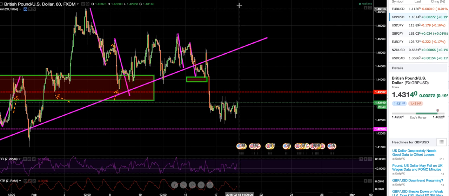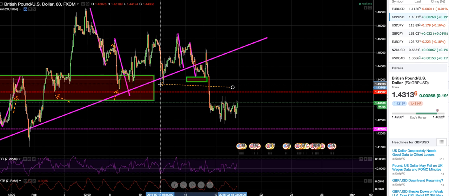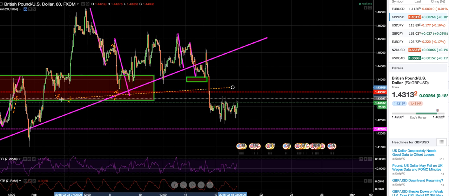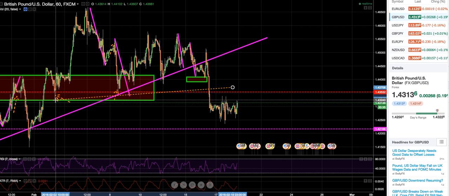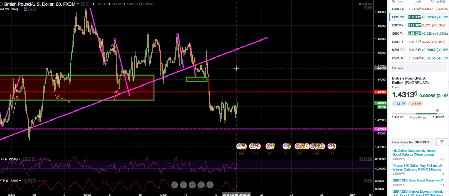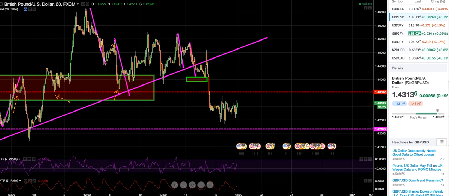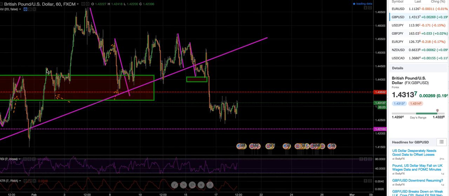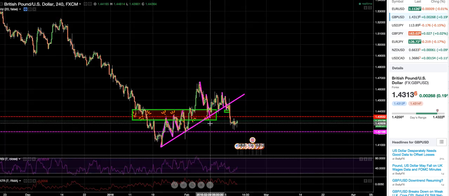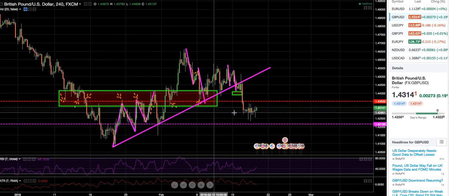So we've broken 1, 2, 3, 4, 5, 6, the 6 most previous structure points. My bias on the pound dollar. Let's check out the 4 hour. You can see that here. It's pretty similar to the euro.